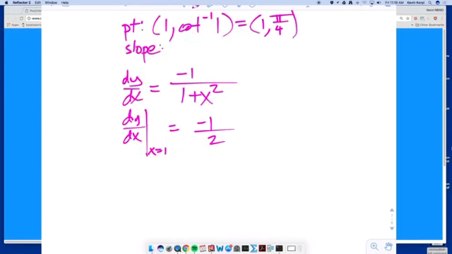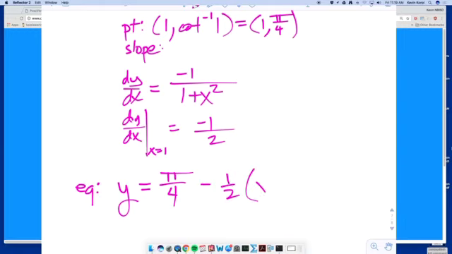Now we just need to assemble it. So the equation of the line in Taylor form is y equals the y value of pi fourths, good, plus the slope, which is minus 1/2, times x minus 1. Ta-da! That's it.